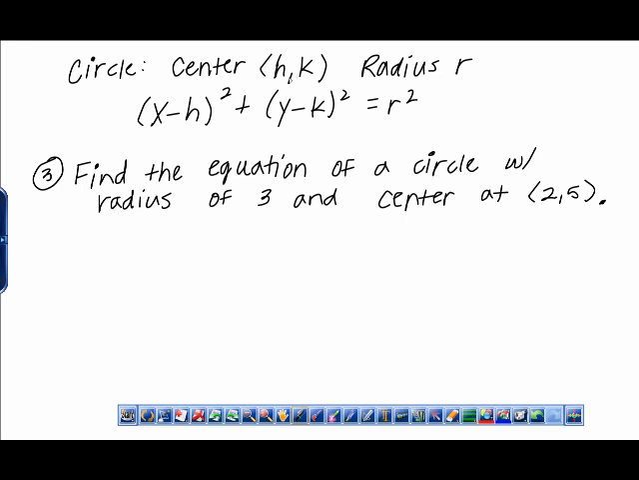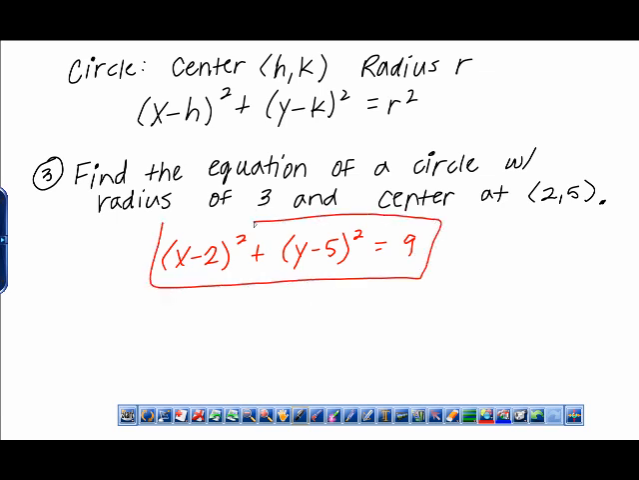All right, so it says find the equation of a circle with radius of 3 and center of 2, 5. Well, they've given us all the information. They've practically given us the answer. So x minus, here h is 2, and then squared, and then k is 5, so y minus 5 squared. And then what a lot of people forget to do is square the radius. It has to be squared in order to correctly represent the information given. And so that's the circle. Don't multiply it out. Don't do anything else.